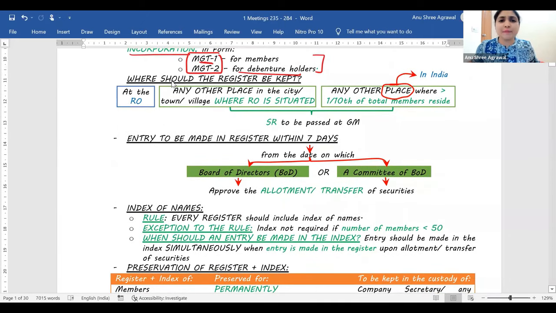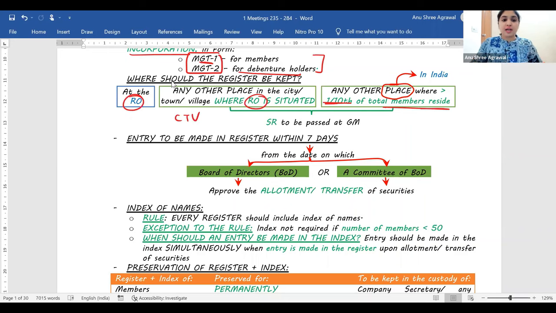Now, where should we keep this register? We have three options. We can either keep this register at the registered office, or we can keep this register in any other place, but in the same city, town or village where the registered office is situated, or we can also keep this register in any other place but in India where more than 1/10 of the total members live.